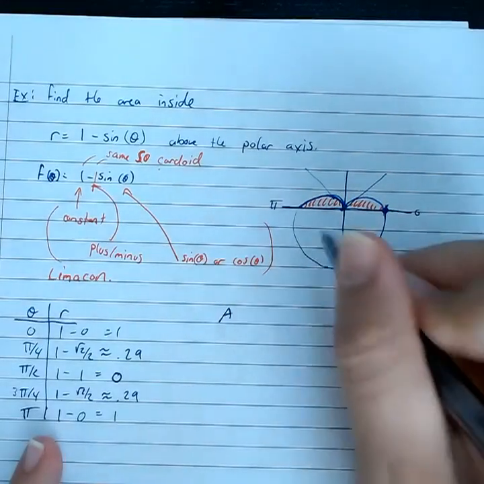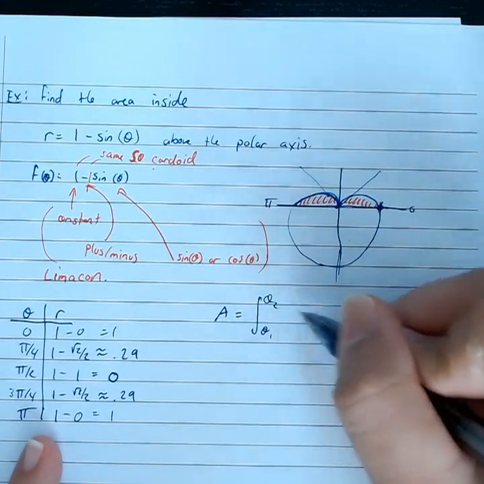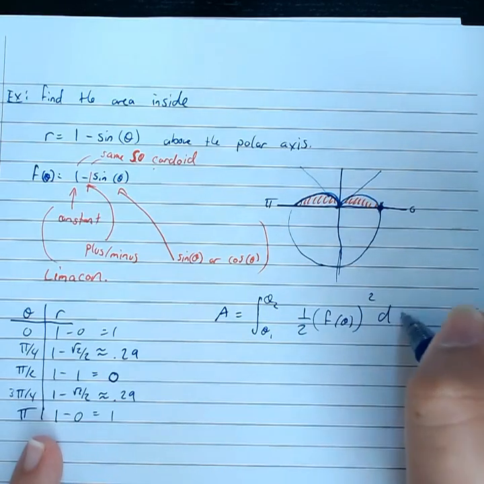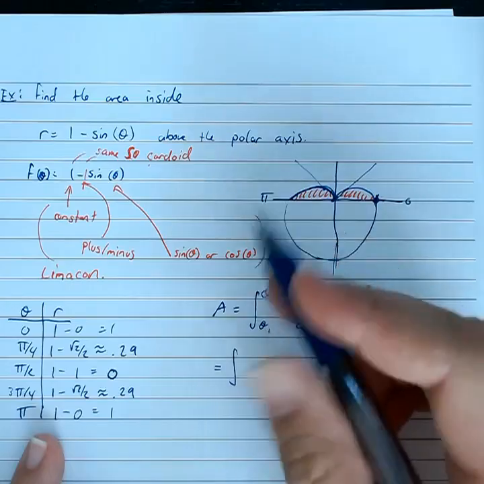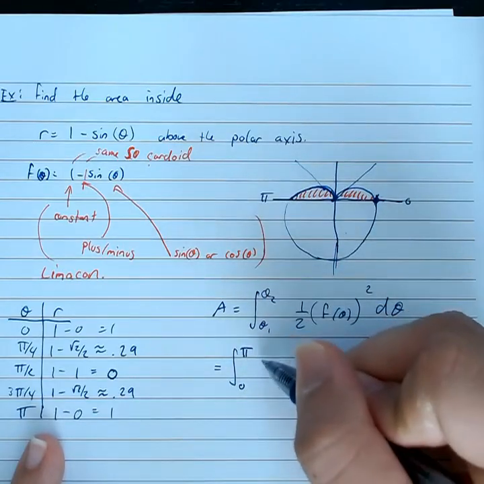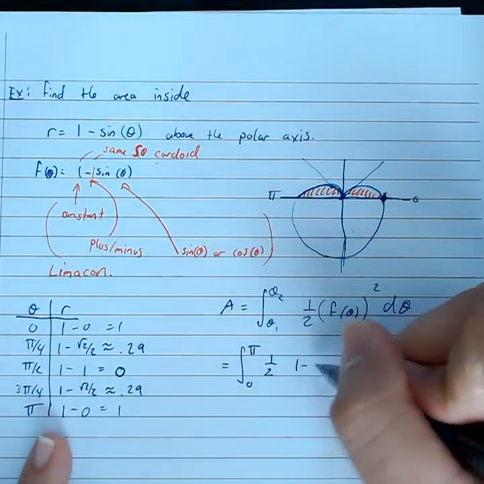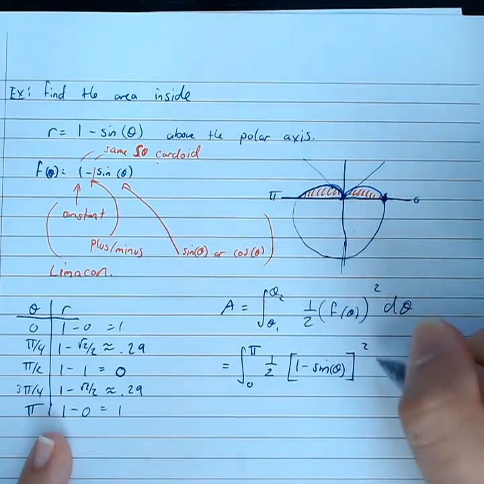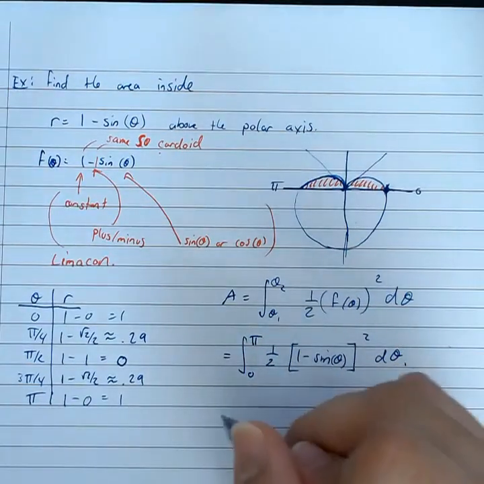So here the area that I want in red is given by the integral from theta 1 up to theta 2 of 1/2 f of theta quantity squared d theta, which is going to be the integral from, let's just do the whole thing from 0 to pi. This is from 0 to pi of 1/2. We know our function of theta, it's that one right there. So 1 minus the sine of theta quantity squared d theta. And there we go, there's our setup. And now it's just a matter of actually finding out that integral. All right, so let's go ahead and do that.